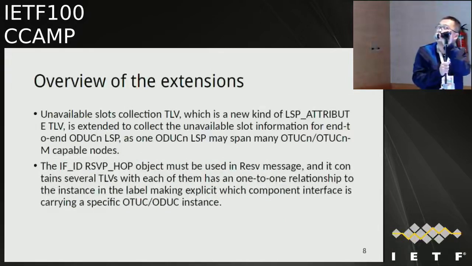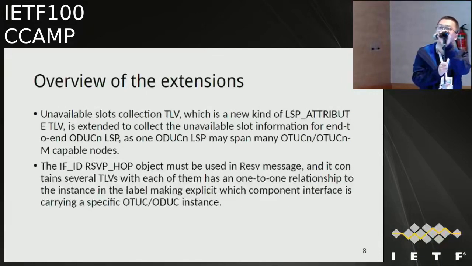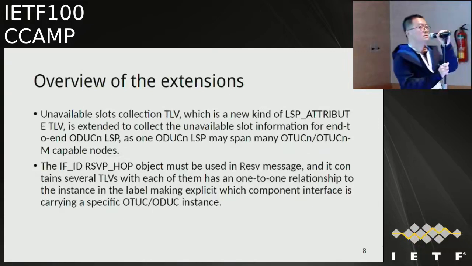Sorry. Also, some other TLVs are defined. We define a new TLV, the available slots collection TLV, which is a new kind of LSP attribute TLV. This TLV is extended to collect the available slot information for an end-to-end ODUCn LSP, because one ODUCn LSP may span multiple ODUCn or OTUCn-DSM links. Also, the interface ID, the RSVP-TE hop object must be used in reservation methods, and it contains several TLVs to indicate which component interface is used to carry a specific OTUCn or ODUCn instance.